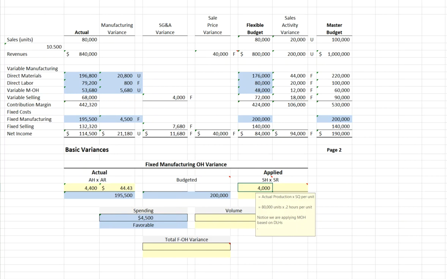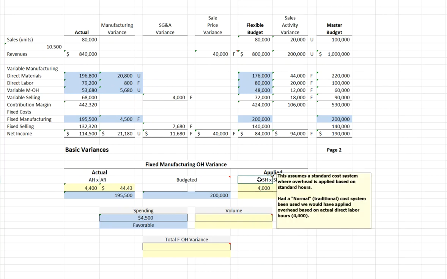We apply manufacturing overhead again based on our direct labor hours. Again, this is assuming that we're using a standard cost system where we're applying overhead based on standard hours. Had we been using a normal or traditional costing system, we would have applied overhead on the basis of actual direct labor hours.